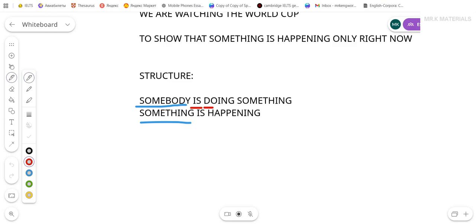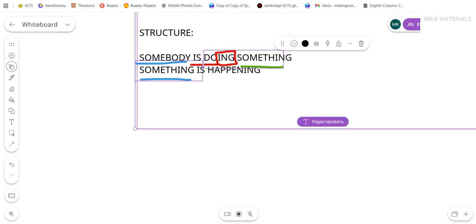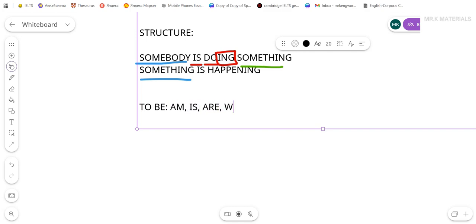Then I have my verb plus ing, and then everything is the same. I have my object. So here's the structure. Okay. Regarding to be's, so what kind of to be's do we have? Let's make it clear. We have am, is, are, we have was, we have were, we have will be. It's not will. We don't have this as to be. We have will be. That's to be.